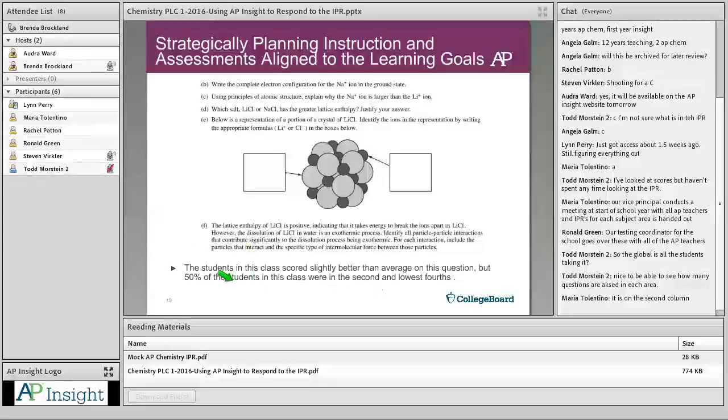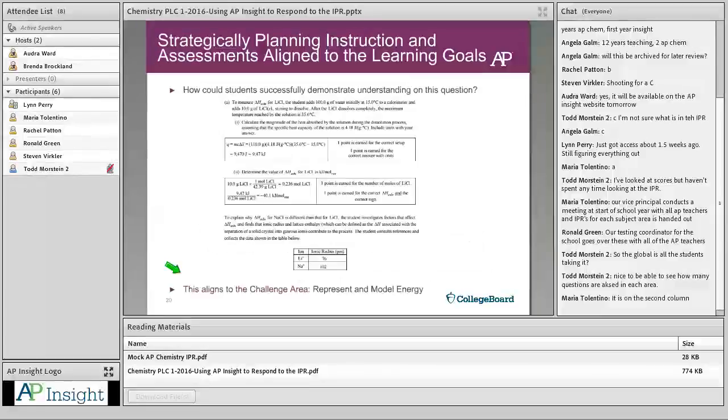Now, on the mock IPR, you saw that the students really scored pretty well on this class, but we still had a number of those students that were falling in the lower half, so the lower 2/4 of the entirety of the class. Now this is, again, a way to check how things were going for your own students. So now this is actually the rubric that was used to score the exam.